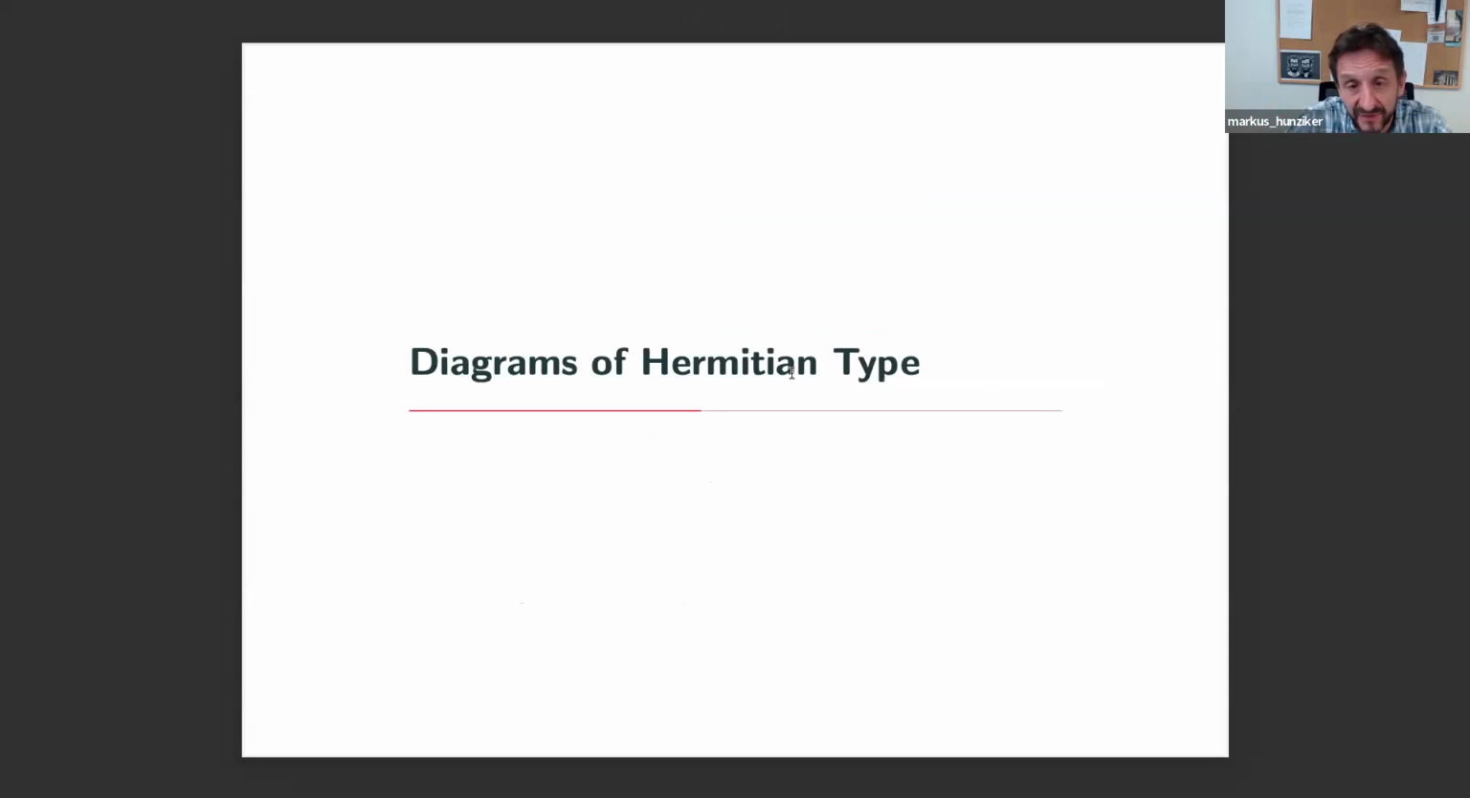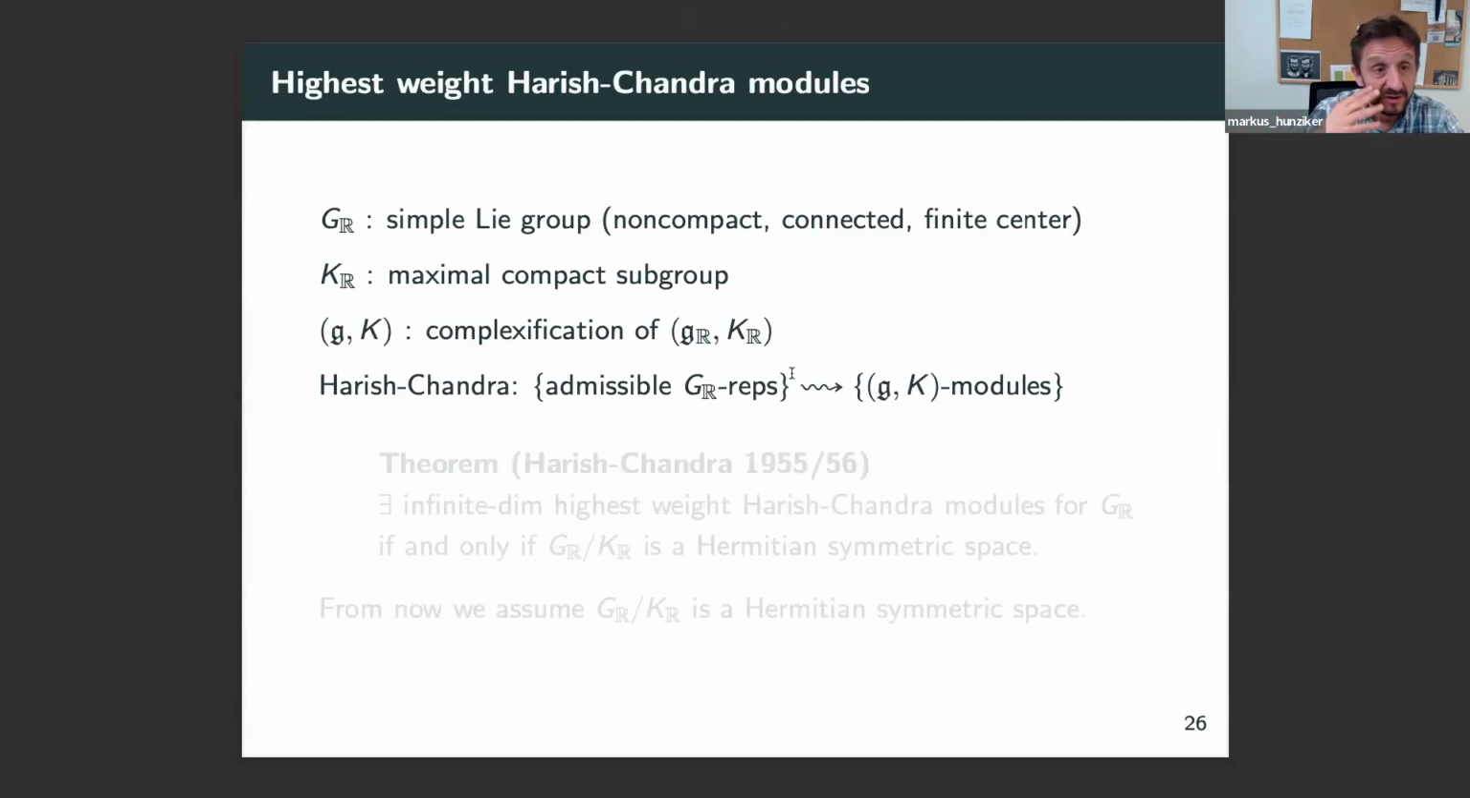So now the main event is to talk about diagrams of Hermitian type. So Harish-Chandra studied, of course, representations of real Lie groups. And one of his great accomplishments is to reduce analytic things to algebraic things, where he associates to a certain nice class of representations of Lie group representations, so-called GK modules. So these are just, so G here is the complexification of the Lie algebra of this real Lie group.